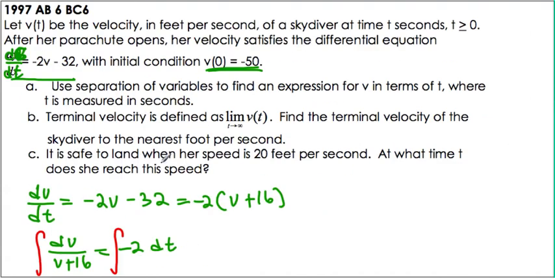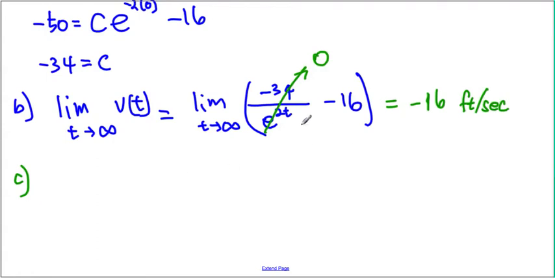All right, let's talk about part C. It is safe to land when the airspeed is 20 feet per second. At what time t does she reach this speed? So basically we have to realize that v has to be equal to 20. In this case the sign represents the direction. So one thing we can do is 20 is equal to negative 34 e to the negative 2t minus 16. But as we mentioned earlier, since she is coming down, we can put a negative to represent the concept of coming down.